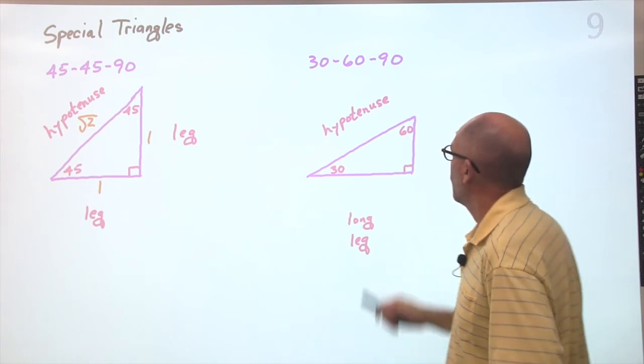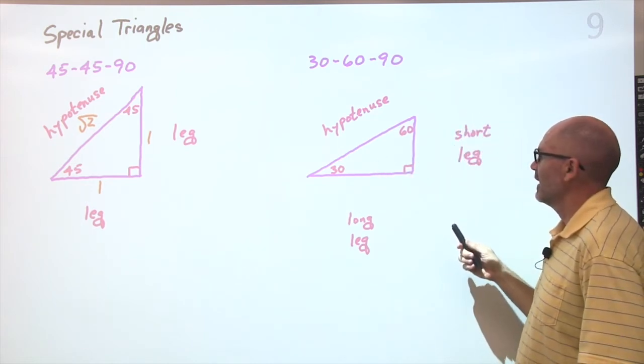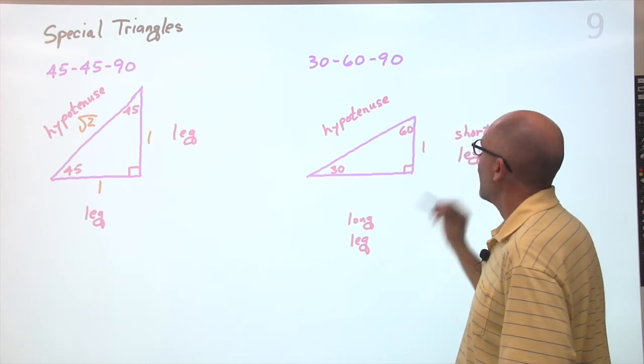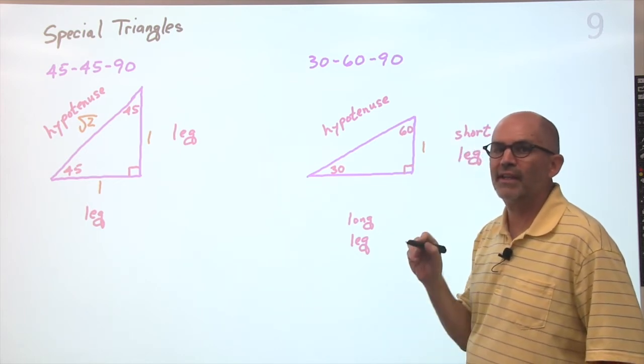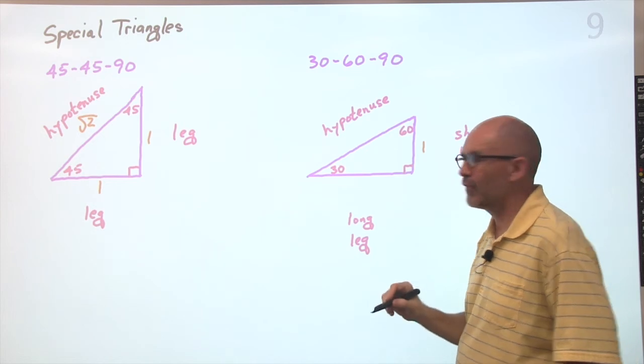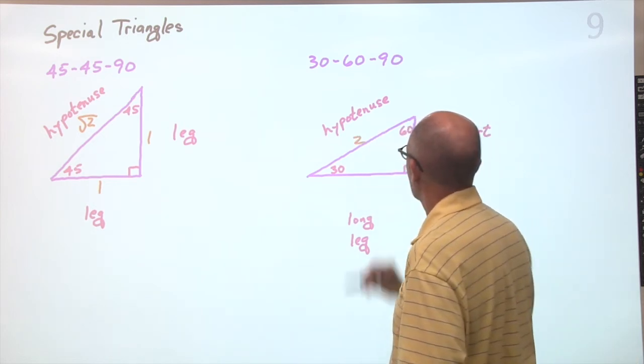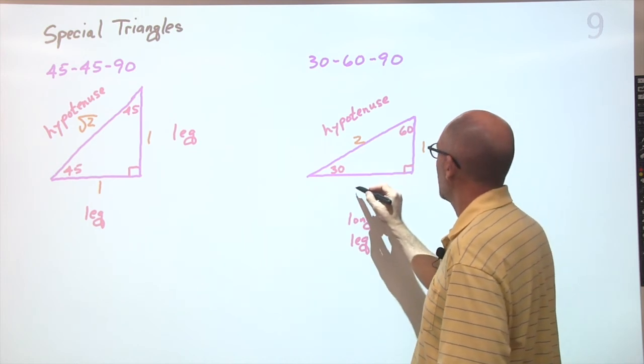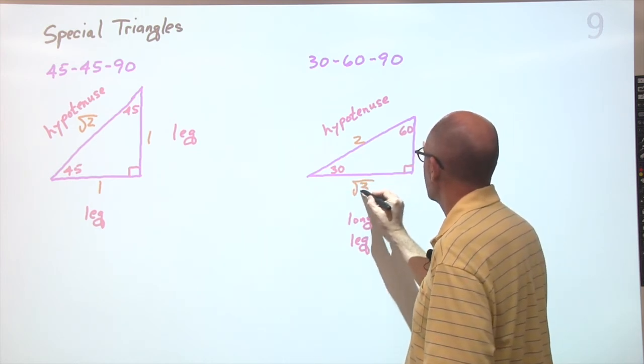Now, with the 30, 60, 90, the short leg we're going to call 1. The hypotenuse is always twice the length of the short leg, so we're going to call that 2. And the long leg is always the square root of 3 times the short leg.